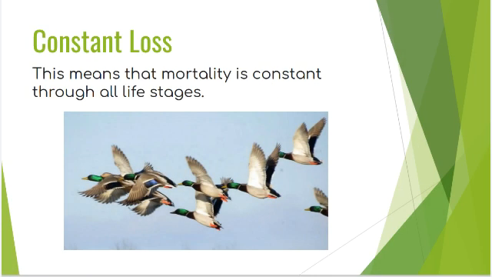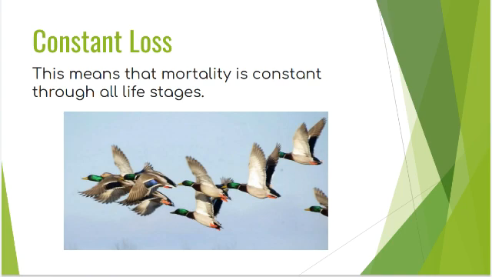Now, moving on to the next type, constant loss. This means that mortality is constant through all life stages. An example that could be given are ducks. So, from hatching, an egg is already exposed to extreme hazards or risks of getting eaten by predators, because eggs are essential to the daily diet of predators.